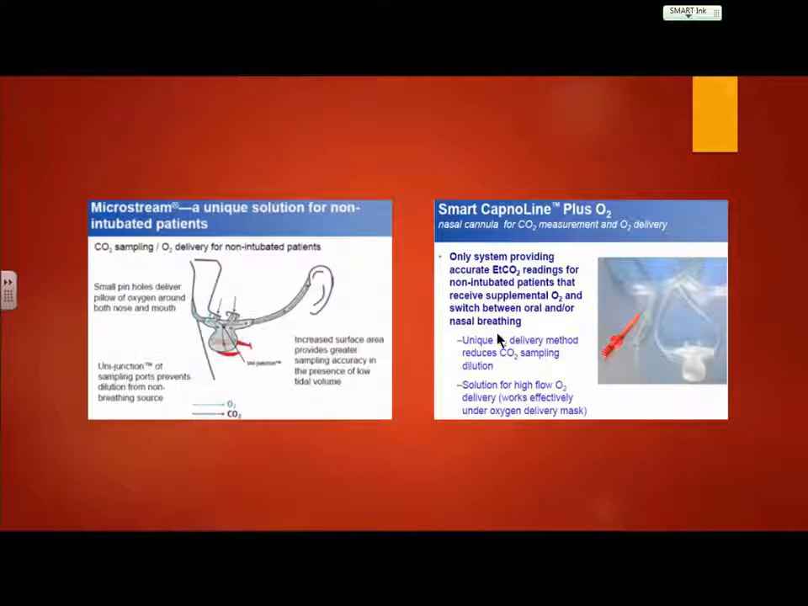So how does it actually pick up the breath? When it goes in the nose, it's got this unit here that actually picks up the sample. All right, and then it sends it down through your sensor into your monitor. All right, y'all can pass over and look at it if you want to.